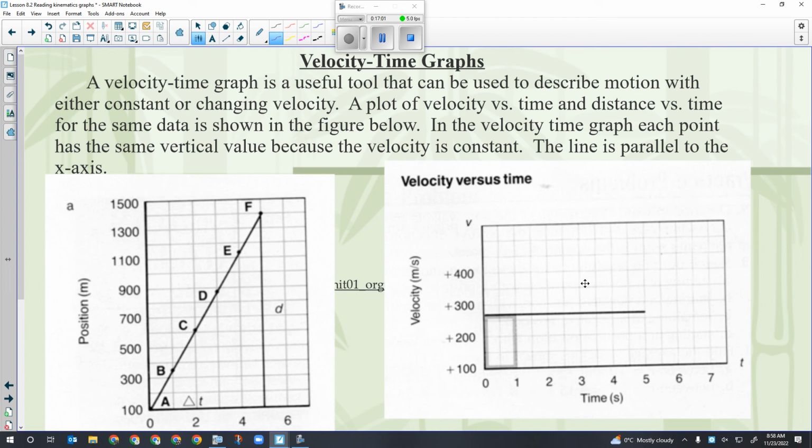Okay, we have a slanted line upwards. It's straight. That means it's not changing its speed. It's changing its position by exactly the same amount every second. That's an object traveling forwards at a constant velocity. Okay, what's the velocity versus time graph showing me?